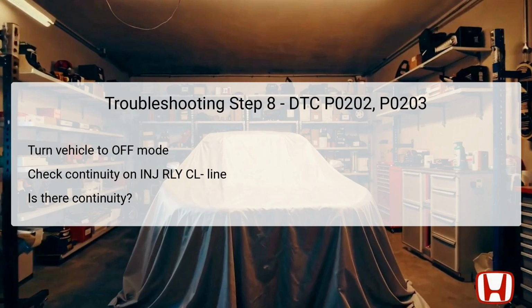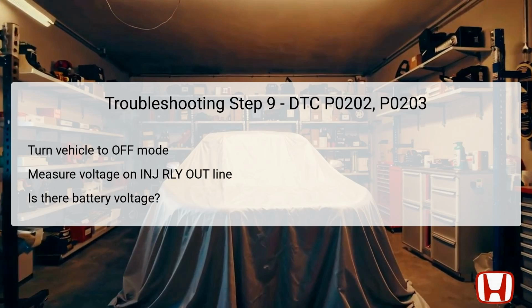Check the continuity between the test points across the INJ RLYCL line. This continuity test verifies if there is a solid connection present between the injector relay and the powertrain control module, PCM. A positive result confirms that the INJ-RLY-CL line wire is functional, while failure to register continuity indicates that further action to repair any open wire conditions will be required.